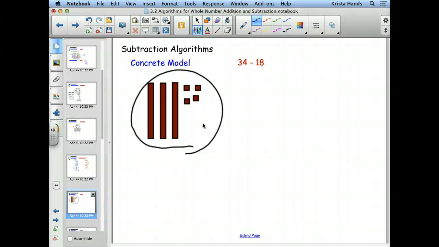In essence, it says I'm supposed to take away 1 long and 8 units. Well, I can take away 1 long, that's no problem, but I don't have 8 units to take away. So what am I going to have to do? Take one of my longs and turn it into 10 units. Yeah, you guys are all saying it.